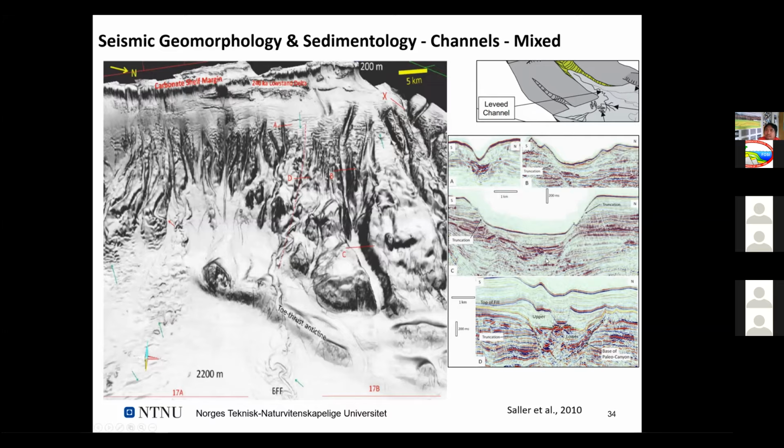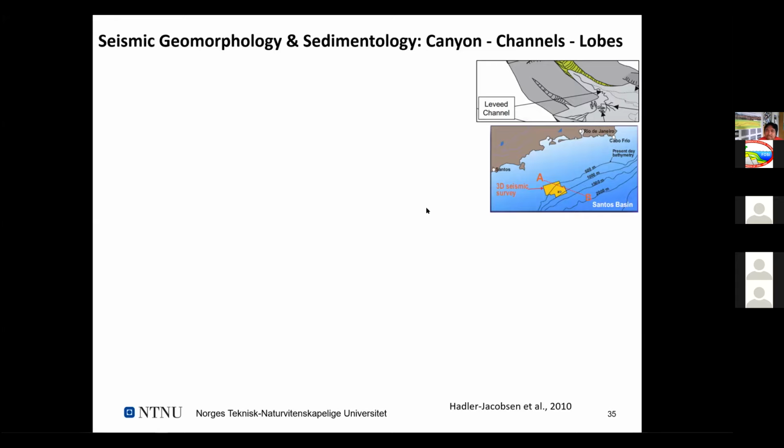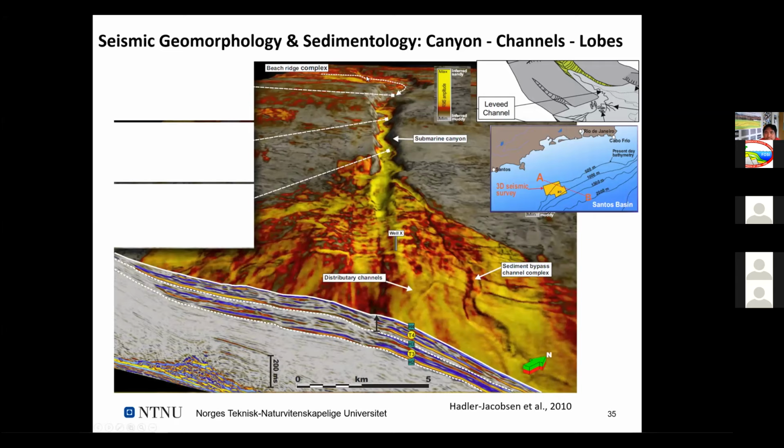Good, and now there is also a good example where we have canyon channels and lobes in one seismic data. This time it is from the Santos Basin, offshore Brazil. In this case, we have a very beautiful canyon channel lobe system here. So we have a canyon system, and the yellow or red is inferred sandy deposit, and whitish is inferred muddy deposit.